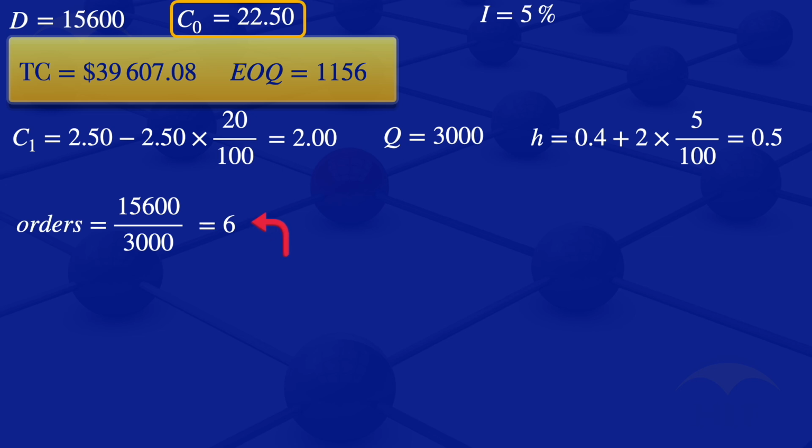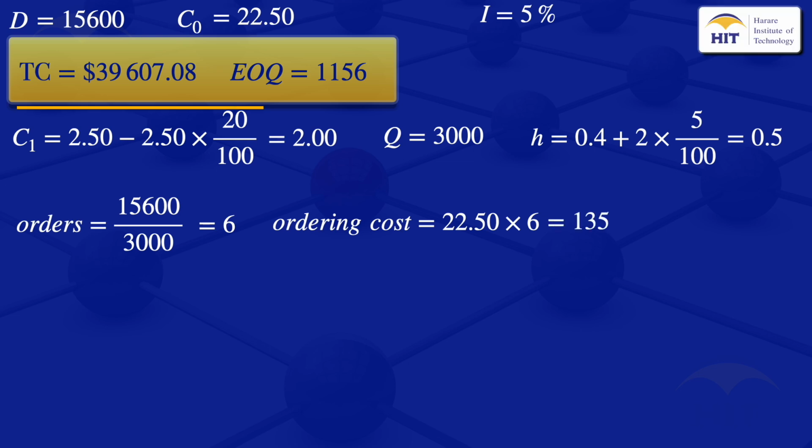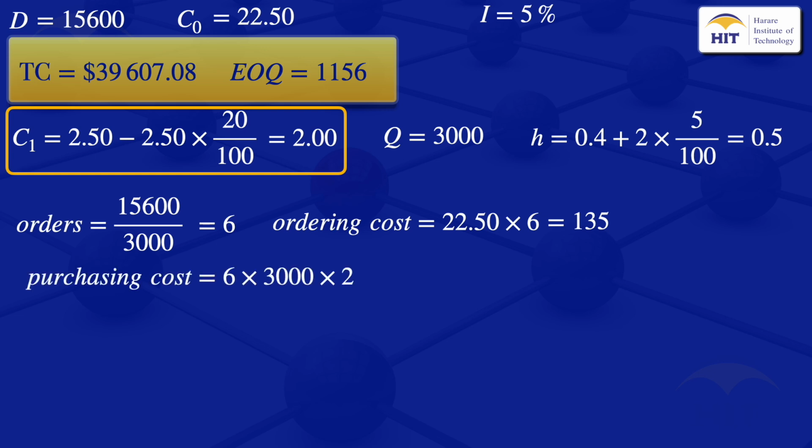So if we are making 6 orders and each order costs $22.50, the total ordering cost for the year will be $22.50 multiplied by 6, which gives us 135. Our purchasing cost, we said, is $2 here. But this is the purchasing cost per unit. So the total purchasing cost per year will be the orders that you are having, 6, multiplied by the quantity that we are ordering per each order, 3,000, multiplied by the purchasing cost, 2. So it will give us 36,000. So that's our purchasing cost there.